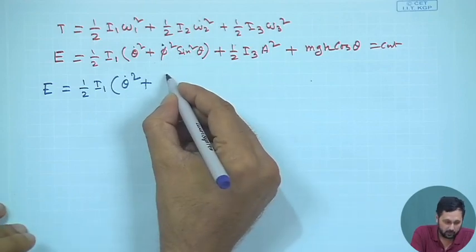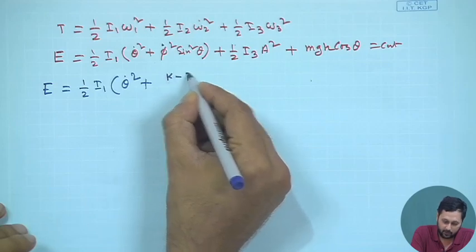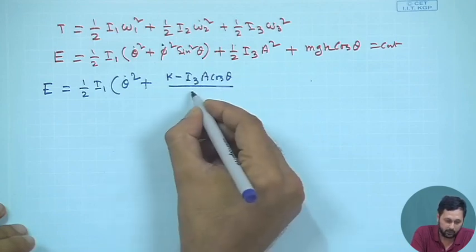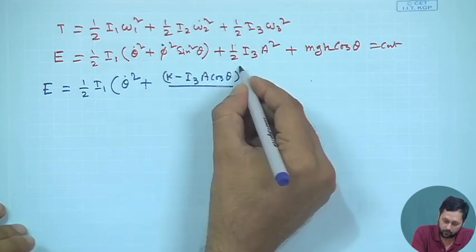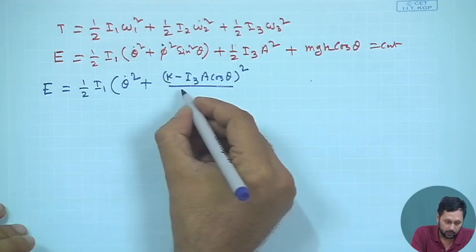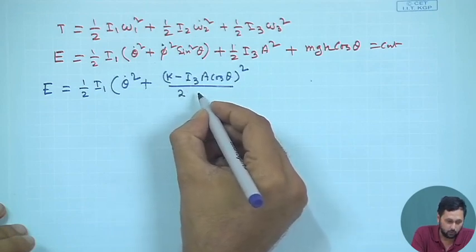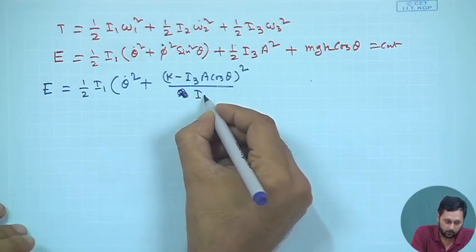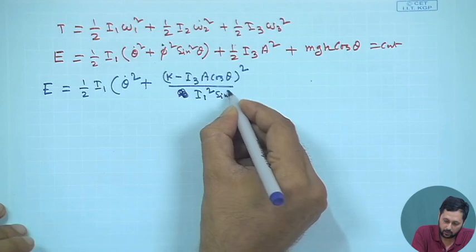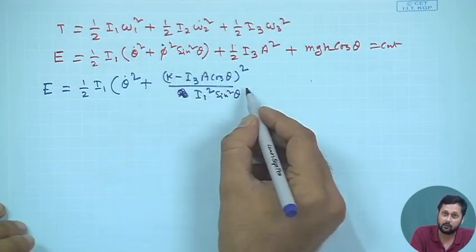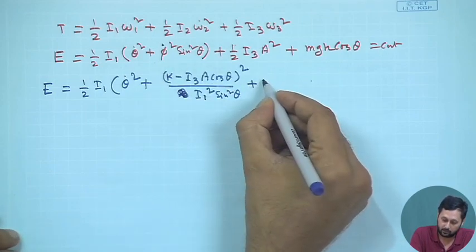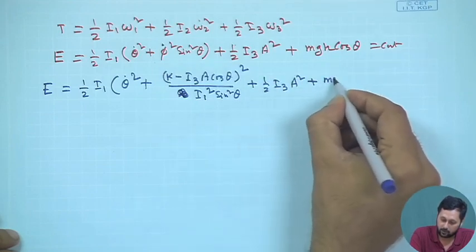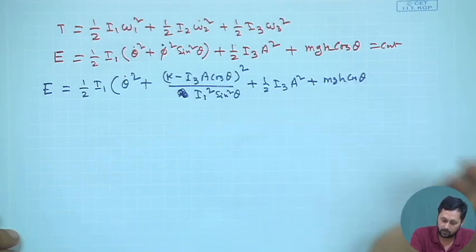So, if we do that, it will be K minus I3 A cos theta, whole square, by I1 square sin square theta. Check the expression of K and this will be obvious to you, and then this one stays as half I3 A square, plus mgh cos theta.